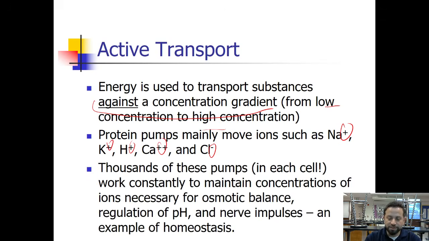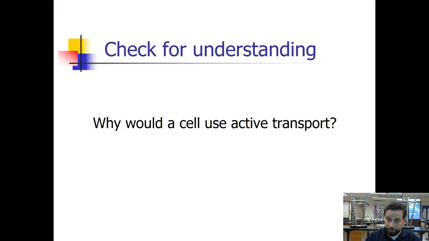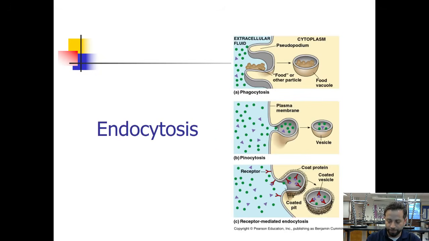And then thousands of these pumps in each cell are constantly working to basically maintain concentrations of all of these ions that are necessary for osmotic balance. Again, homeostasis, another example of homeostasis. And another CFU. Why would a cell use active transport? See if you can answer that one. We can discuss that in class, but make sure you provide an answer for it. Okay, we're close to the end.